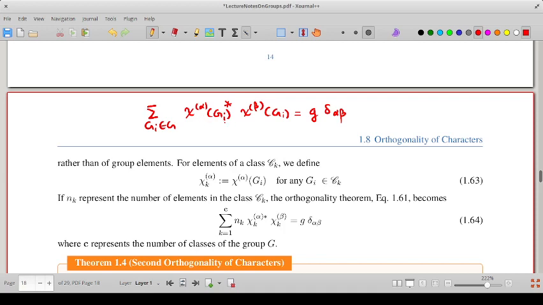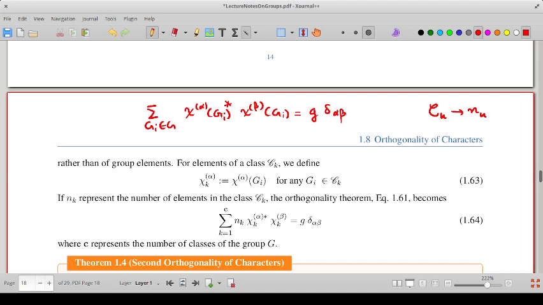Now, the character of elements of a given class will all be the same. And if we denote the number of elements in a class Ck as Nk, this summation can be represented in terms of summation over classes only, because all elements in the class will have the same character in a representation. So we first consider the kth class and all those elements. So there will be Nk elements in that class.